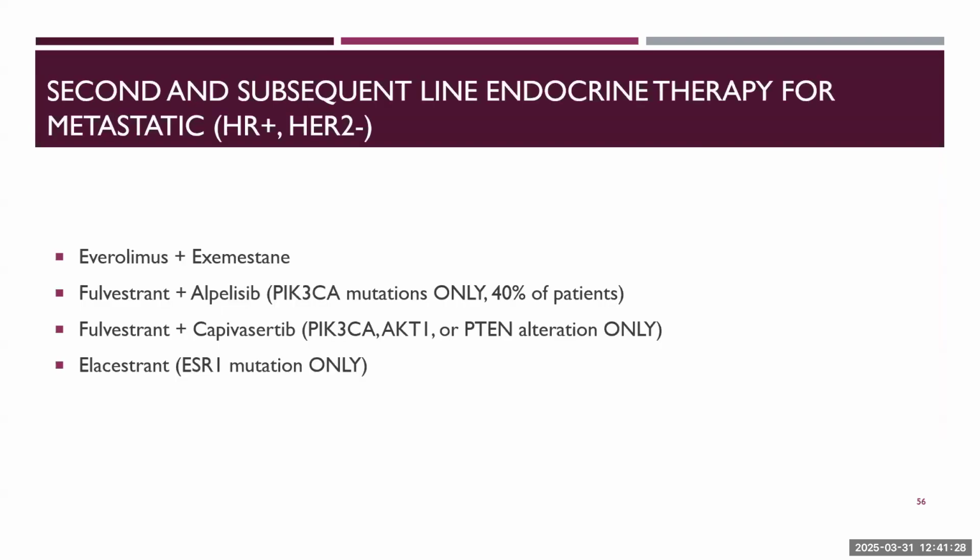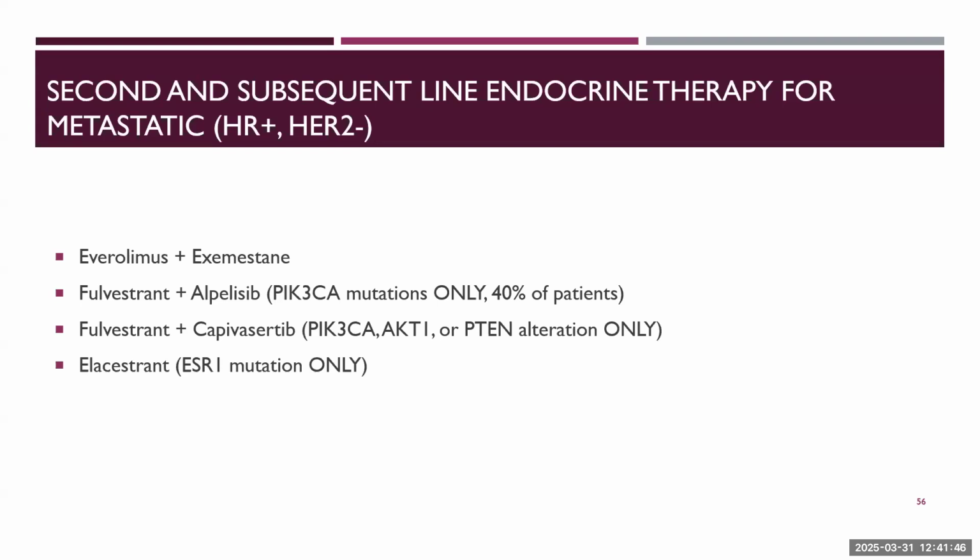Okay, so that was talking about first line endocrine therapy for metastatic HR positive, HER2 negative. Now, what do we do if they progress on first line treatment? There's a lot of different options. First, we have everolimus and exemestane.